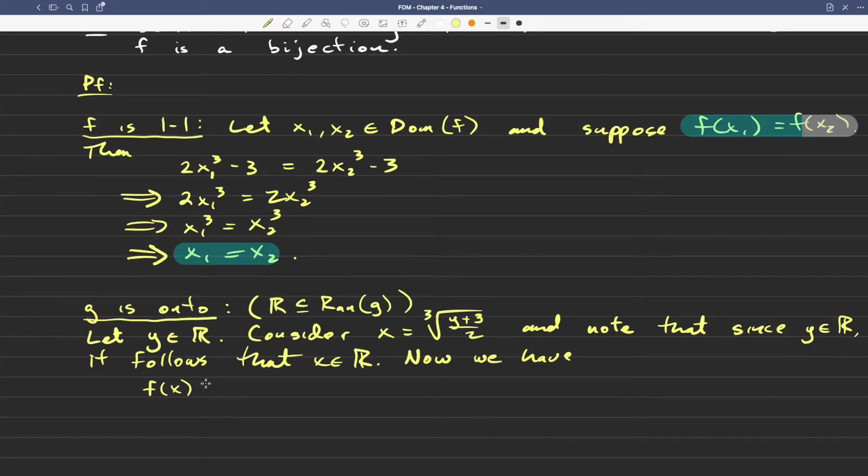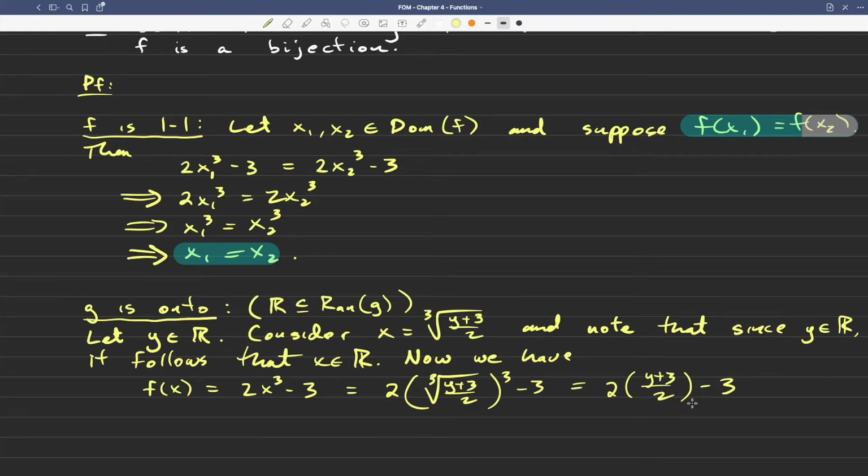So we have f of x equals 2x cubed minus 3. That's equal to 2 times the cube root of y plus 3 over 2, cubed, minus 3. The cube root cancels with the cubing function, so you get 2 times y plus 3 over 2 minus 3. And you can see that the 2's cancel and then the 3's cancel, and you're going to get back y. So this shows that y is an element of the range of f because y is paired up with something in the domain as an ordered pair in the relation f.